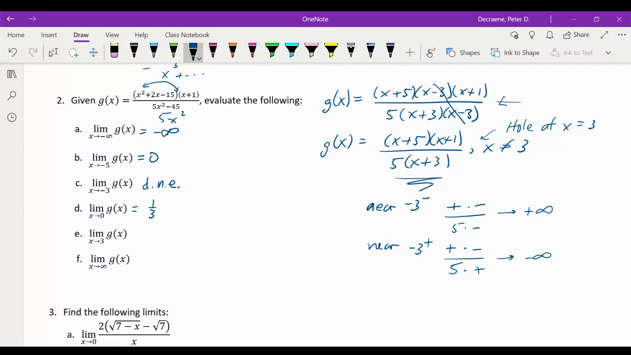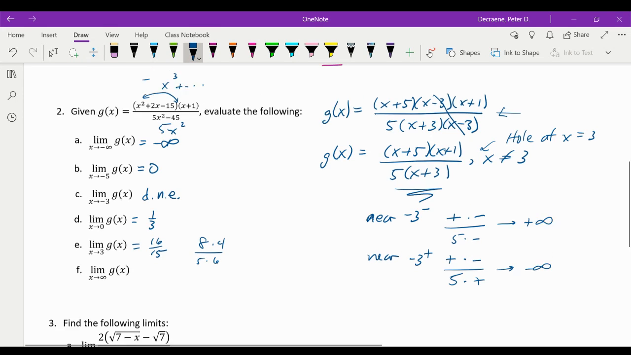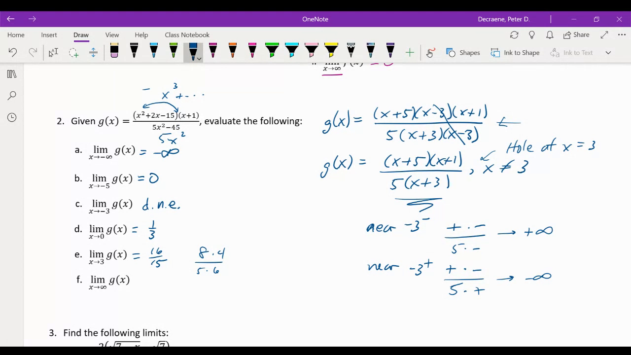3 plus 5 is 8. 3 plus 1 is 4, so that's going to be 8 times 4 divided by 5 times 3 plus 3 is 6. So that's going to be 32 divided by 30, so 16/15.